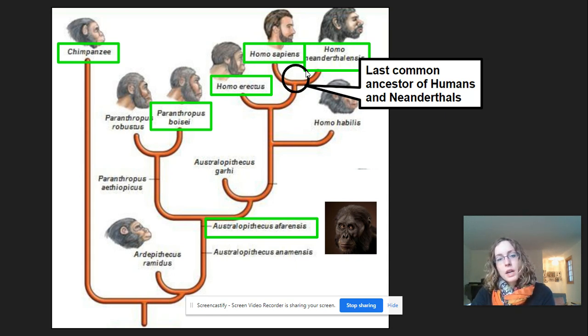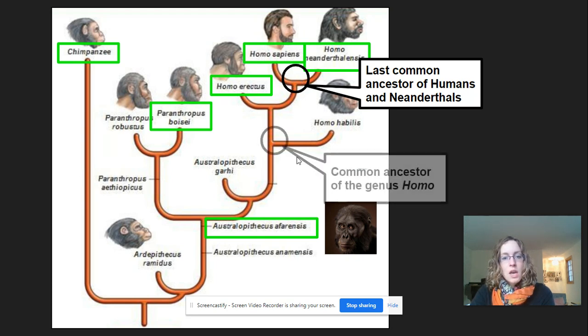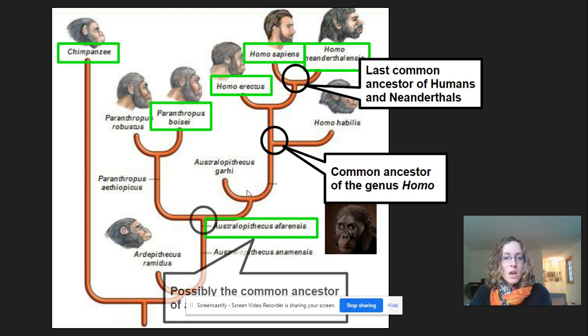So on a cladogram like this, these branching points represent where a common ancestor would be. So this point would be the last common ancestor shared by humans and Neanderthals. All these species are in the genus Homo, and this branching point would be the common ancestor of those species.